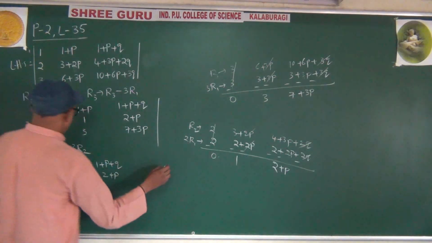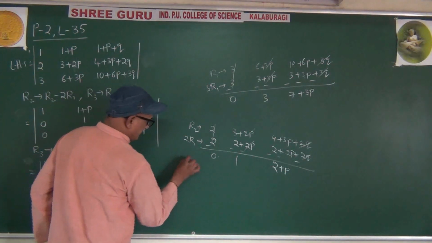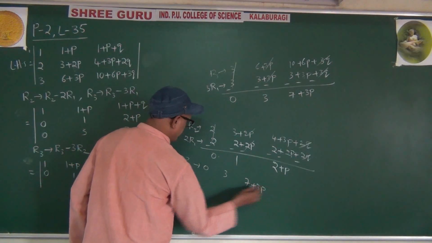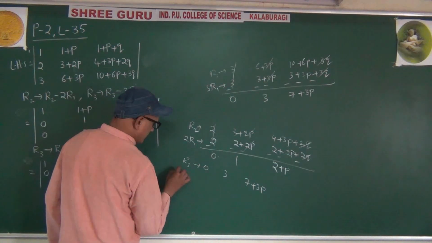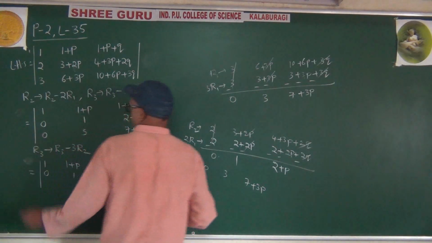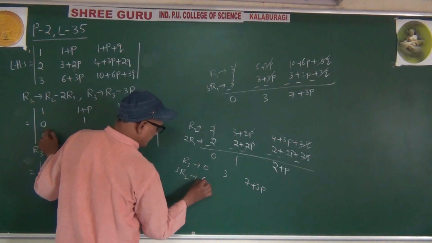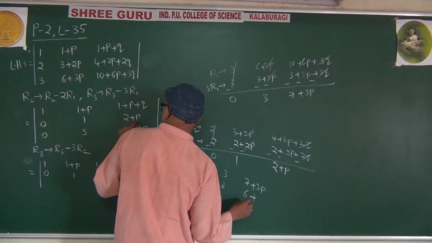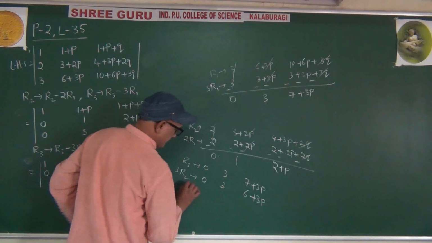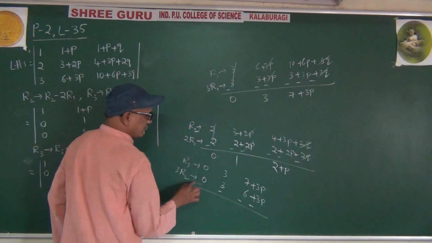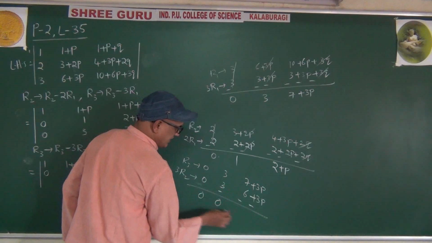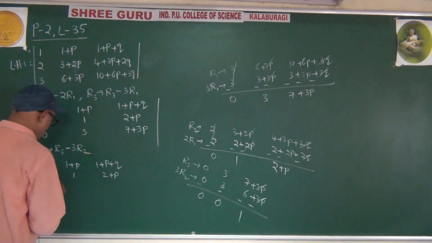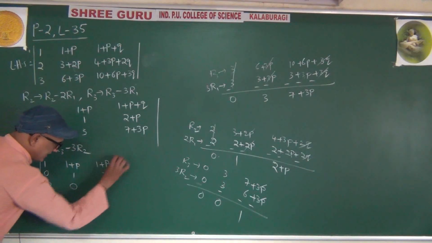Third row we are changing. What is third row? 0, 3, 7 plus 3p. Third row minus 3R2. 3 times R2. 3 into 0 is 0, 3 into 1 is 3, 3 into 2 is 6, 3 into p. Subtraction. 3 minus 3 is 0. 7 minus 6 is 1, plus 3p minus 3p got cancelled. 0, 0, 1. Yes.